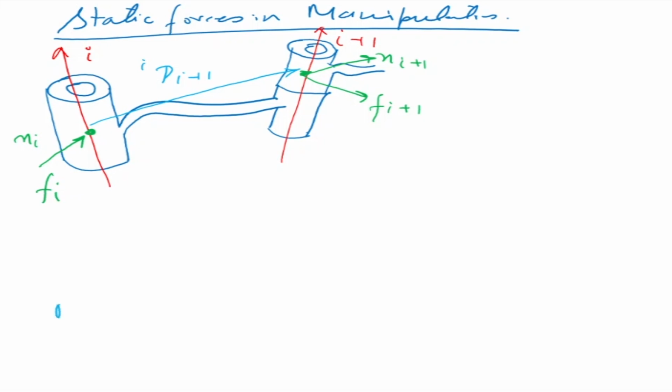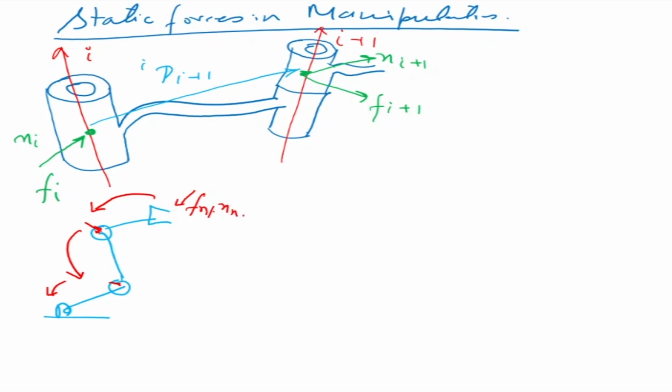So what is the meaning of this? Let me come back here and give you an example so that it's clear. I have a manipulator here and there is a force F acting at the end effector. Now this force will cause forces and moments at every joint. It can be a moment also, or force and moment, and these forces and moments will cause corresponding joint torques in subsequent joints till the base.